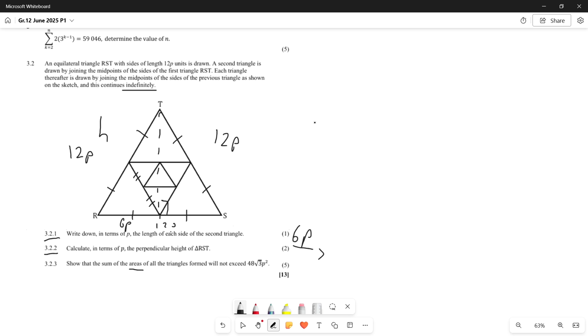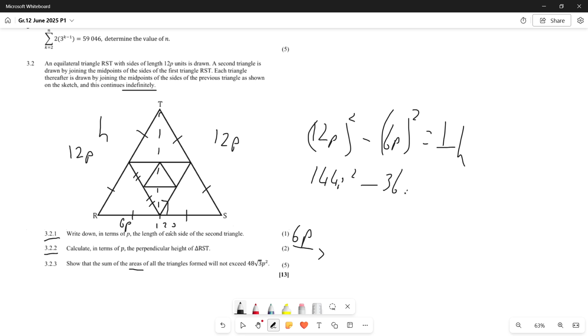triangle over here, which means we have 12p squared minus 6p squared equals our perpendicular height, which means we have 144p squared minus 36p squared equals perpendicular height squared. So once we simplify that, our final answer for our perpendicular height is 6 root 3. I simplified these, I square rooted them, and therefore I was left with this value for our perpendicular height.